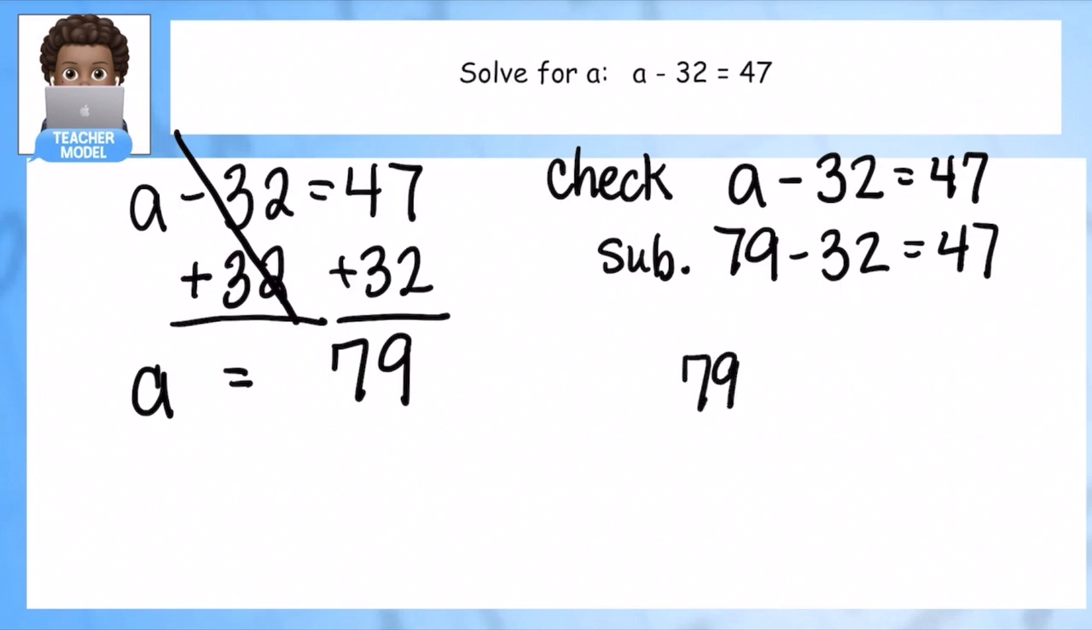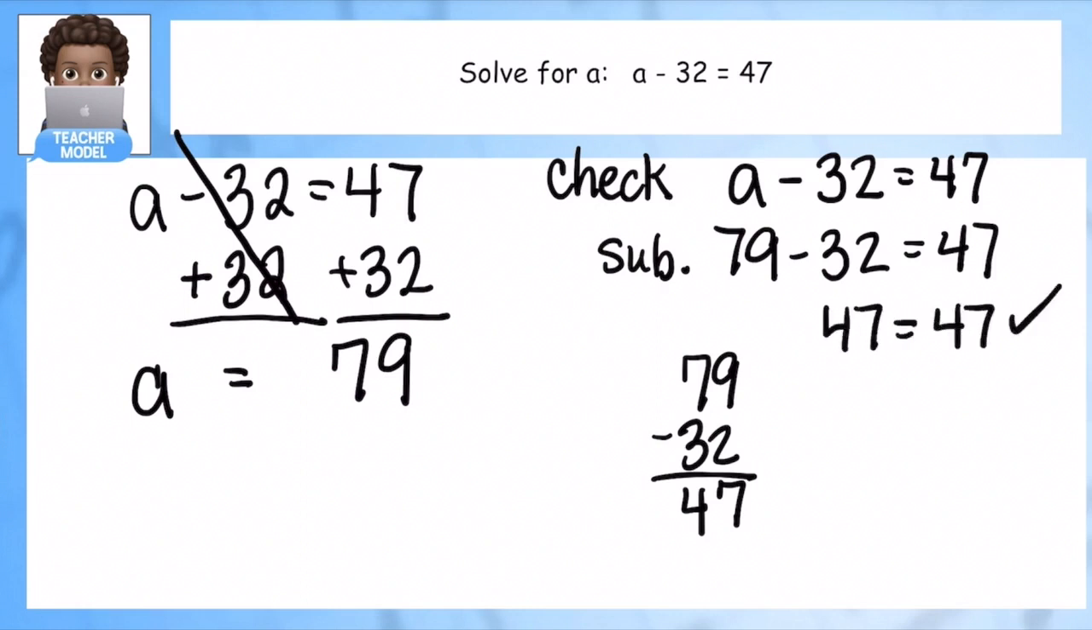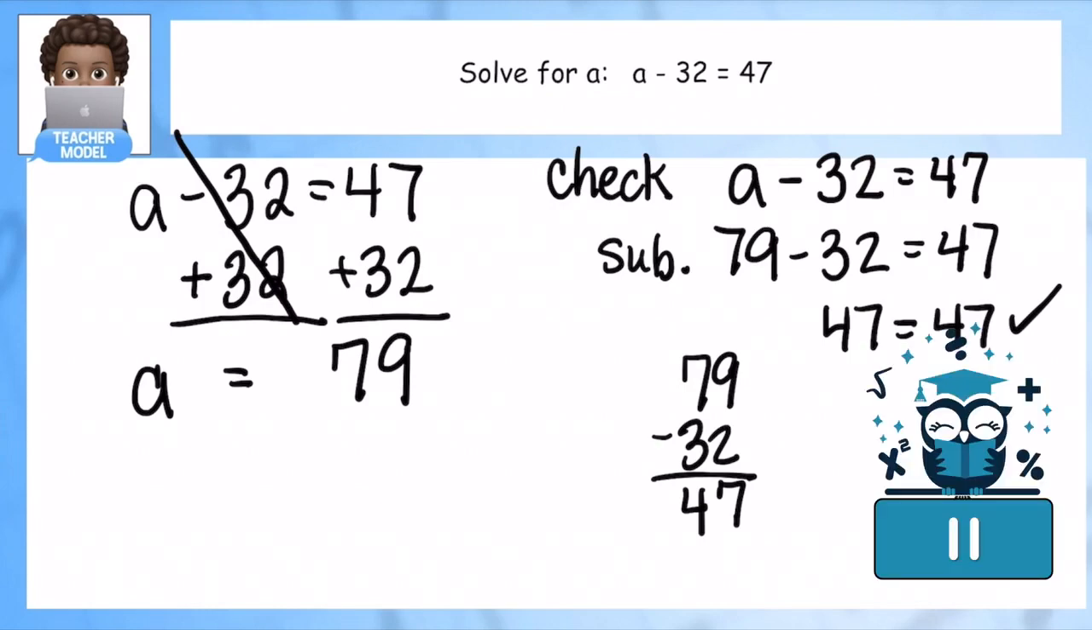Okay, so 79 minus 32, 9 minus 2 is 7, 7 minus 3 is 4. So I end up with 47 is equal to 47. This is a true statement. So this is correct. Hit pause so you can jot this one down into your notes.